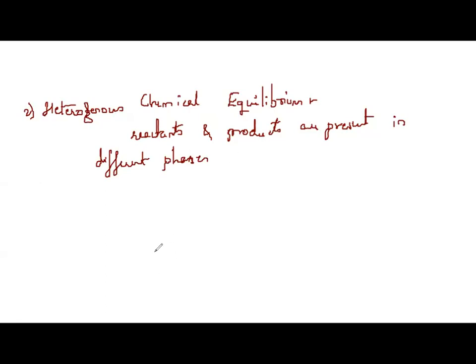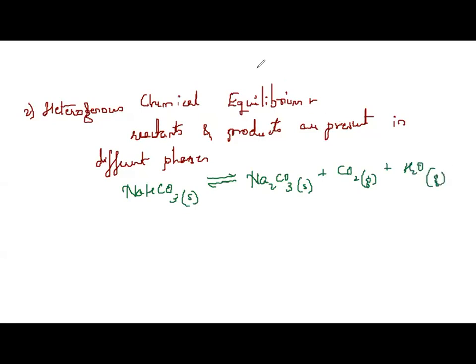Let us take an example to understand. Decomposition of a bicarbonate, say sodium bicarbonate, NaHCO3. I will take it as a solid. Sodium bicarbonate is solid. In this reversible reaction, it gives me Na2CO3, which is solid, plus there is evolution of carbon dioxide gas, plus water vapors. So you can see here the reactant is solid, one of the products is solid, and some products are in the gaseous phase. So this is heterogeneous chemical equilibrium.